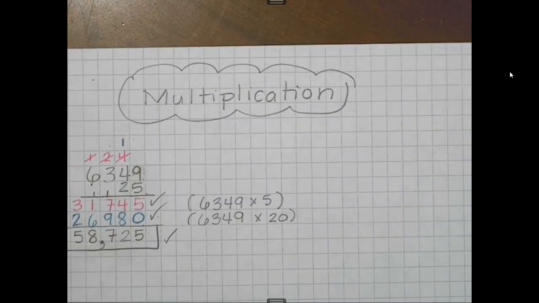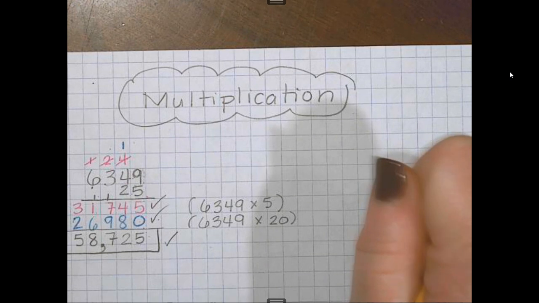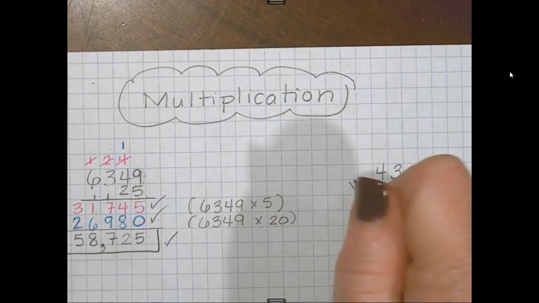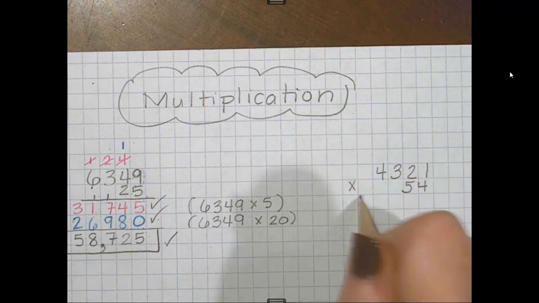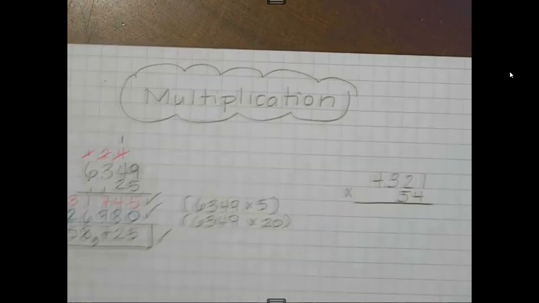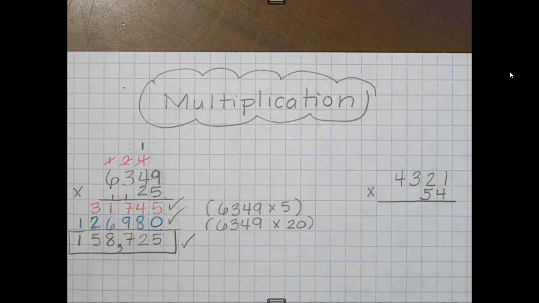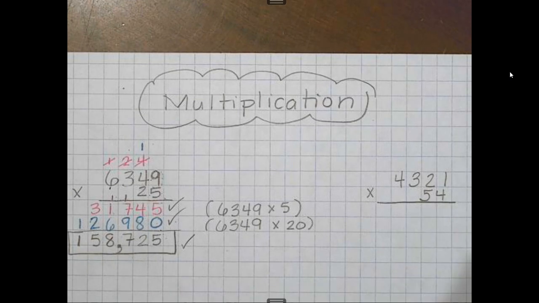So let's just write down, I don't know, let's just do 4,321 times 54. Okay, so let's start there. So I'm going to grab my different colors. I'm going to try to leave both of these up so you can refer back to the one we just worked on. So we're going to ignore the 5, and we're going to treat this as 4,321 times 4.